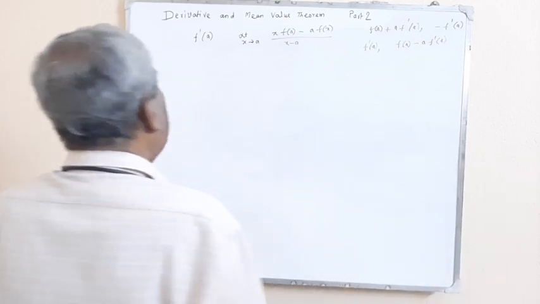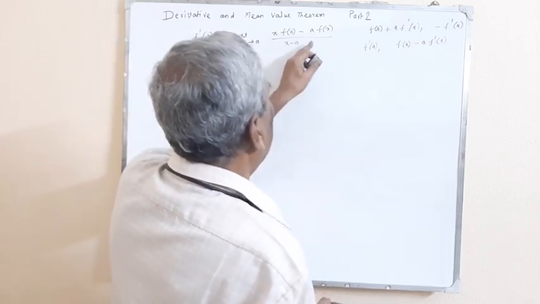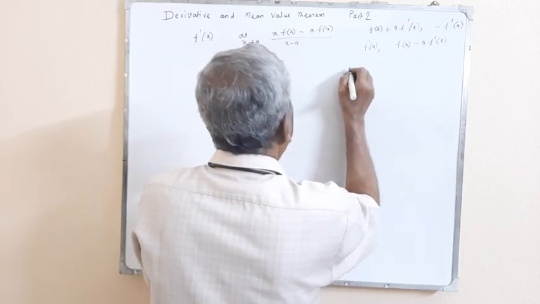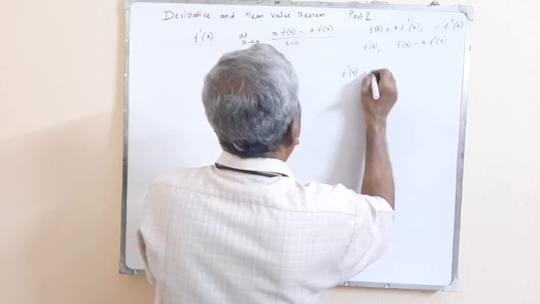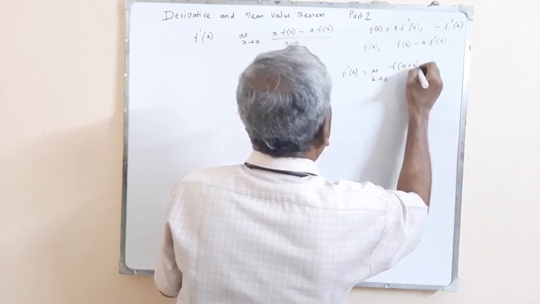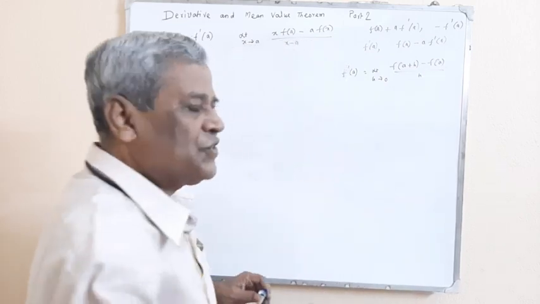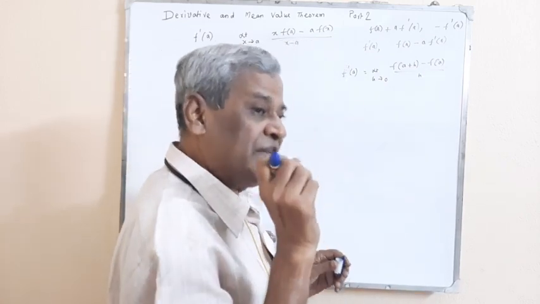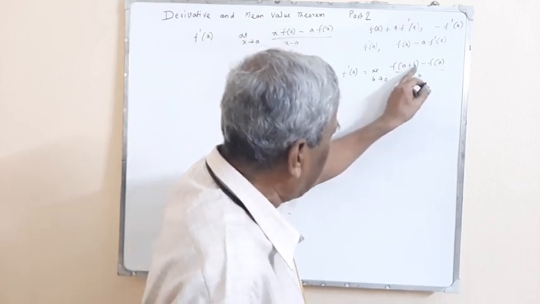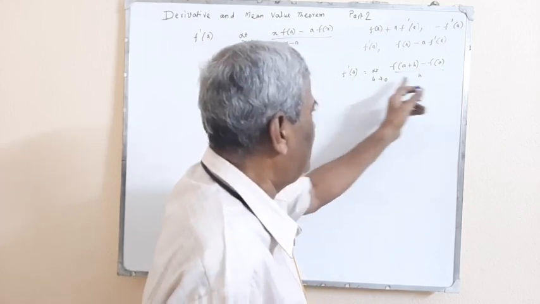So given that f dash a exists, we have to find the value of that. f dash a is equal to limit h tending to 0 of (f(a plus h) minus f(a)) divided by h. This is the definition of f dash, the derivative at a particular point. At the particular point x is equal to a, this is the formula.